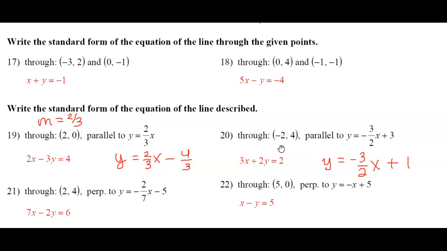And then down at the bottom, if they're perpendicular, then my slope is the opposite reciprocal. So if the original slope is negative 2/7, my slope is a positive 7/2. Here the slope is negative 1, so my slope is positive 1. So then in slope-intercept form, that was y equals x minus 5. And this gave y equals 7/2 x minus 3.